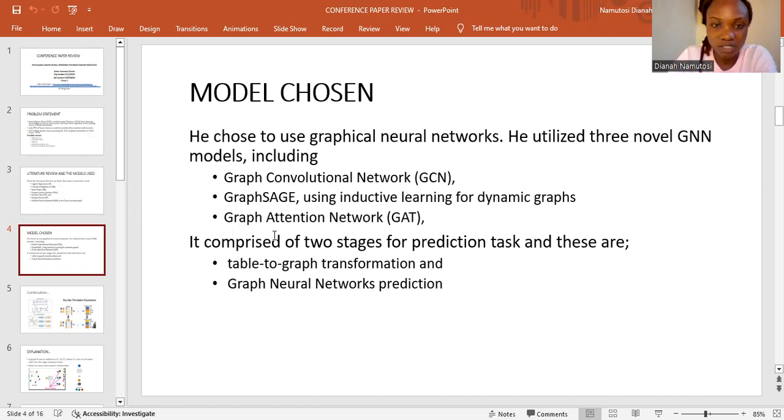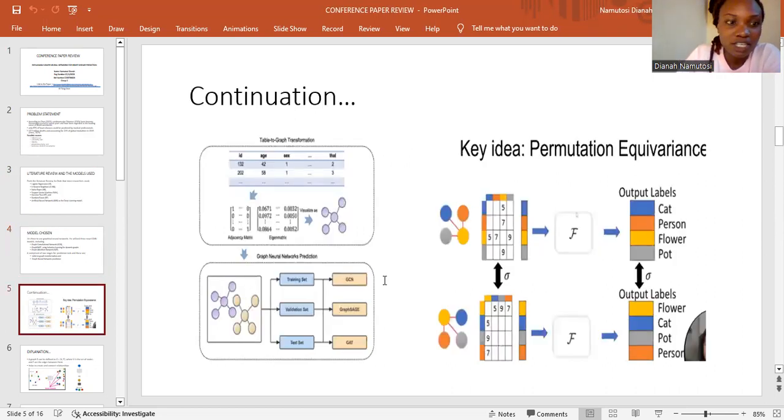He did this in two stages. From the data set, which he got in tables, he converted them into graphs, and then converted the graphs into the final result, which is this stage here, graph neural prediction. Graphically, you see that he had the data in the form of tables, then matrices, then graphs, and then he used the models in order to get the prediction.